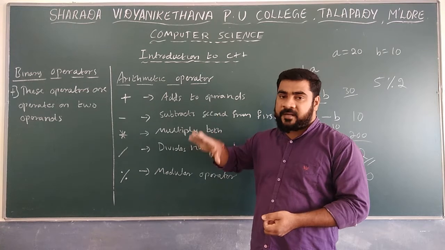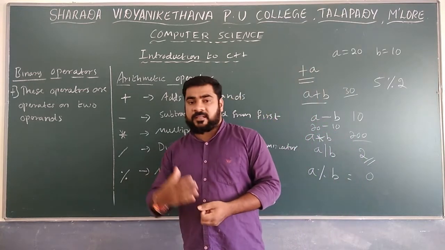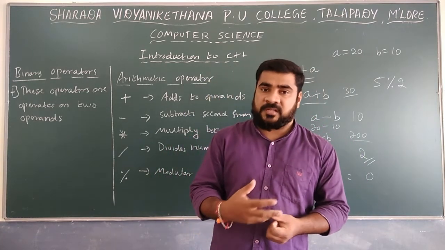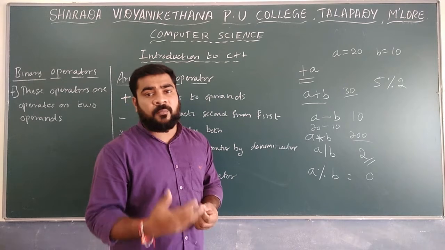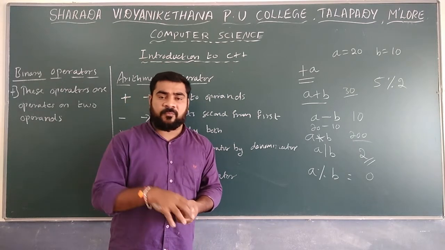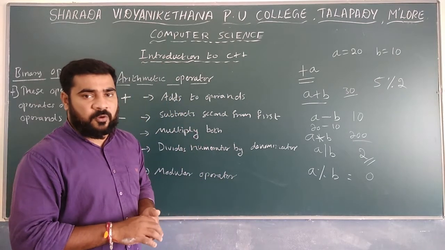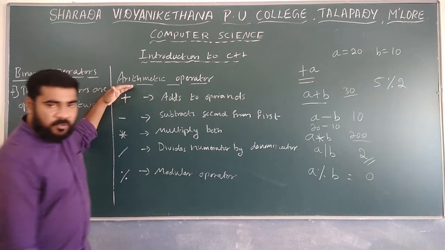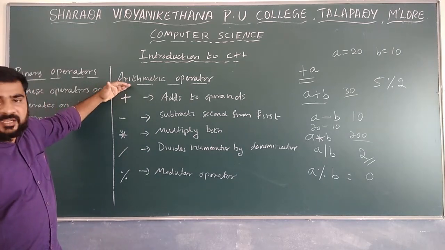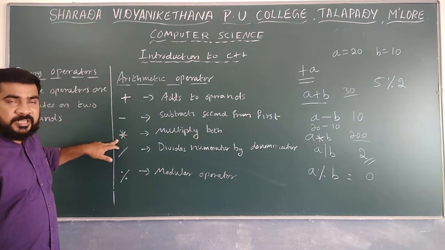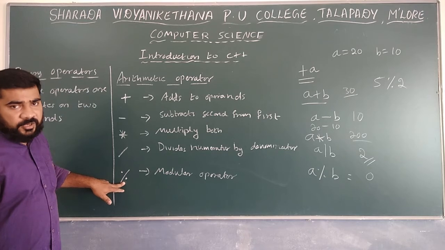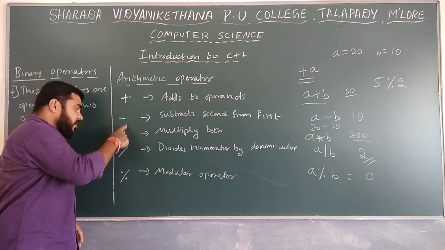So what is a binary operator? A binary operator is an operator that operates on 2 or more operands. Whenever 2 operands are there and you want to perform an operation, that is known as a binary operator. The first one is the arithmetic operator, which includes plus, minus, multiplication, division and also modulus.